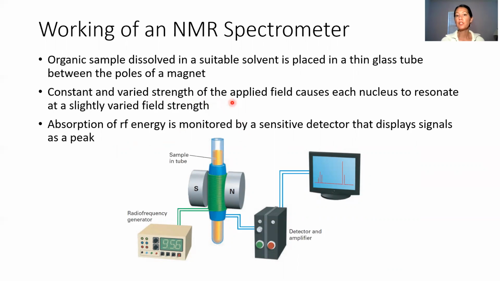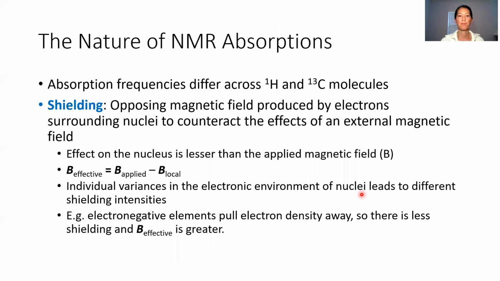A constant and varied strength of an applied magnetic field will cause each nucleus in that molecule to resonate at a slightly varied field strength. The absorption of that radio frequency energy will be monitored, and a detector will display that as a peak on your NMR spectrum.